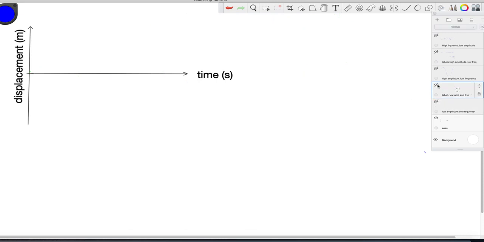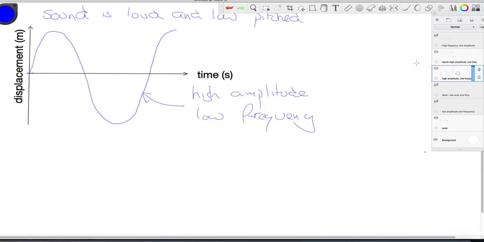So if we then looked at this wave, well, here we have a big amplitude, but again, we don't have very many waves on my axis here, and so this is a low frequency. So here we have a high amplitude and a low frequency. Because we have a high amplitude of wave, we have a loud sound. Because we have a low frequency of wave, we have a low pitched sound.